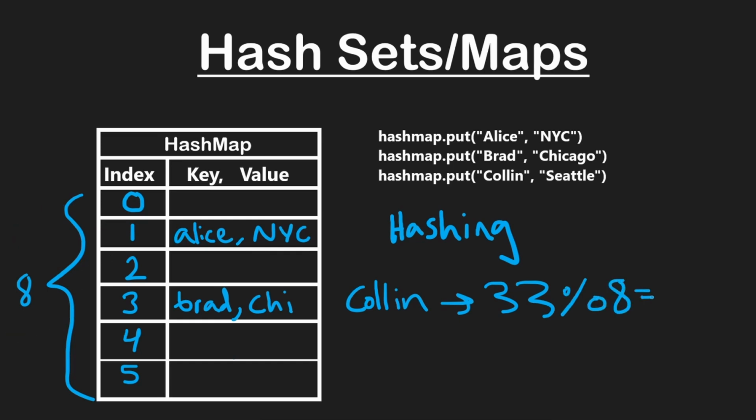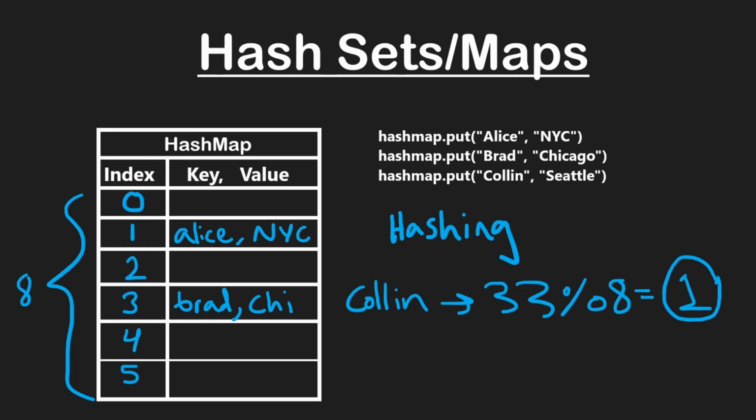We mod that by 8. We get a remainder of 1. So even though we tried to minimize the chance of a collision, which is good, sometimes we still run into the case where we have a collision. We are going to insert Brad or Colin at index 1, even though Alice is already there.